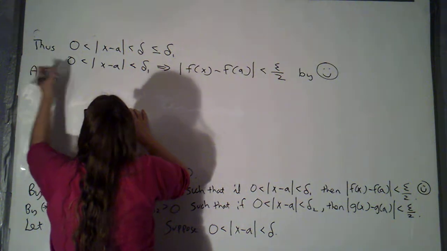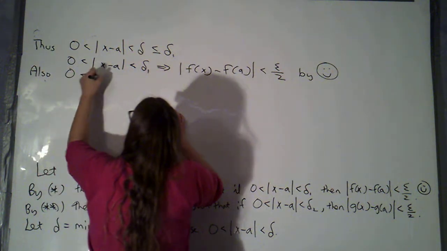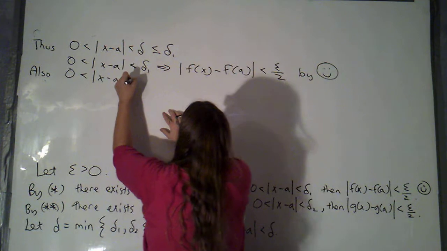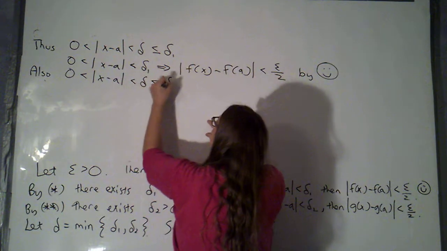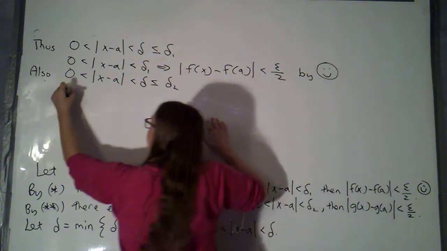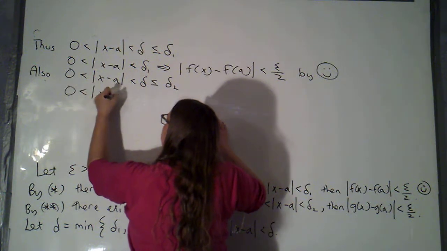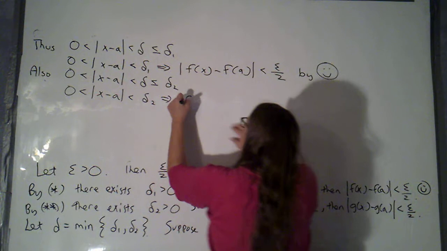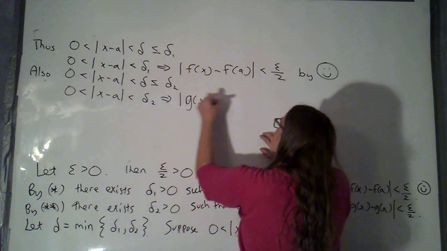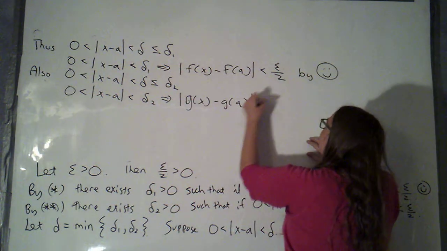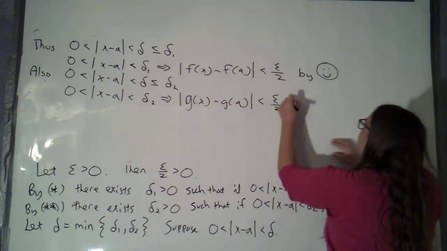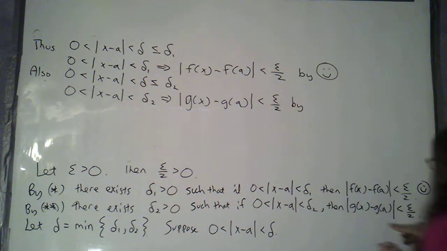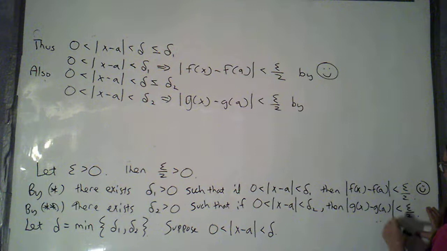Also, 0 is less than the absolute value of x minus a less than delta, but that's less than or equal to delta 2. And 0 being less than the absolute value of x minus a less than delta 2 implies that the absolute value of g of x minus g of a is smaller than epsilon over 2. And that's by this statement right here, which I'm going to call double smiley face.